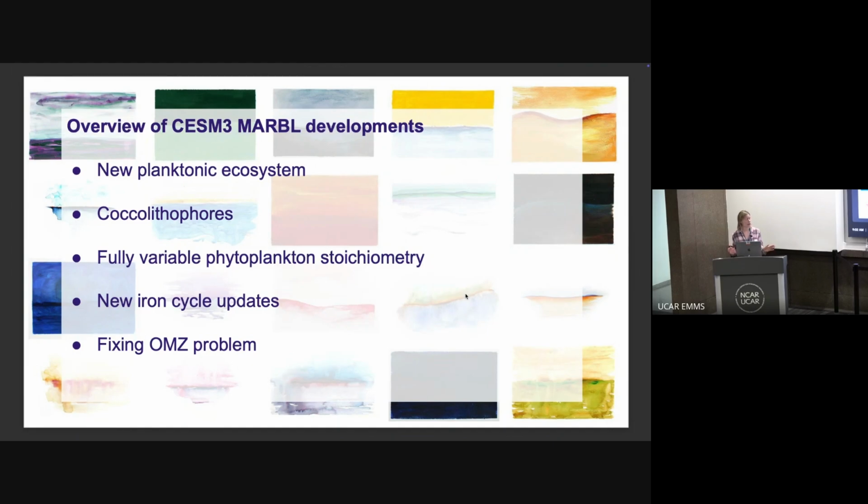This is a quick overview of what I'll talk about: some of the new developments for CSM3 MARBLE, which is the marine biogeochemistry model for CSM3. We're having a new planktonic ecosystem, and then we'll have explicit coccolithophores, which I'll talk about in more detail, and then fully variable phytoplankton stoichiometry, and some new iron cycle updates, as well as a potential solution to the overly extensive oxygen minimum zones that were in CSM2.